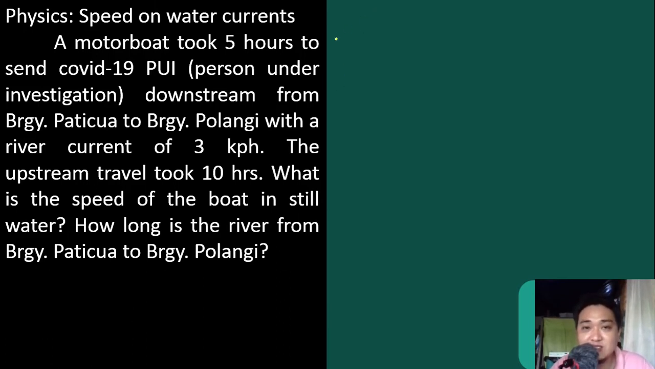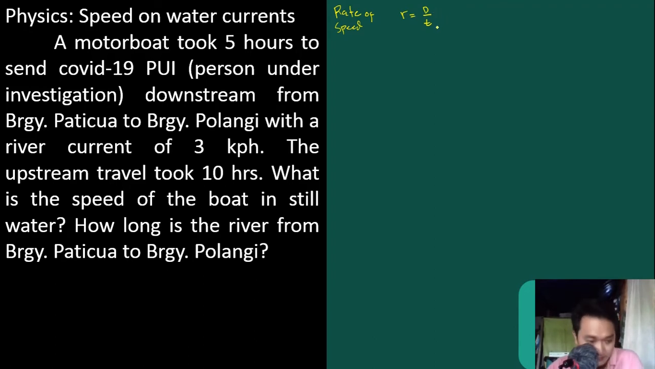Sige, so chap-chapin uli natin yung mga problem, tapos intindihin natin ng mabuti. But before that, let us first review yung topic natin sa science about rate of speed. So the rate of speed is denoted by R is equivalent to D over T. And R here pertains to the rate of speed, and that is equivalent to D, the distance, over T.